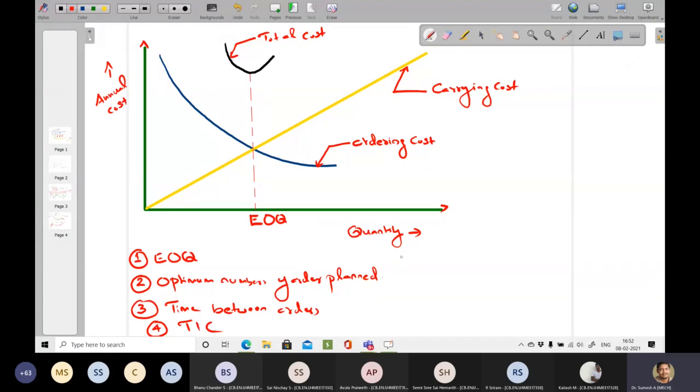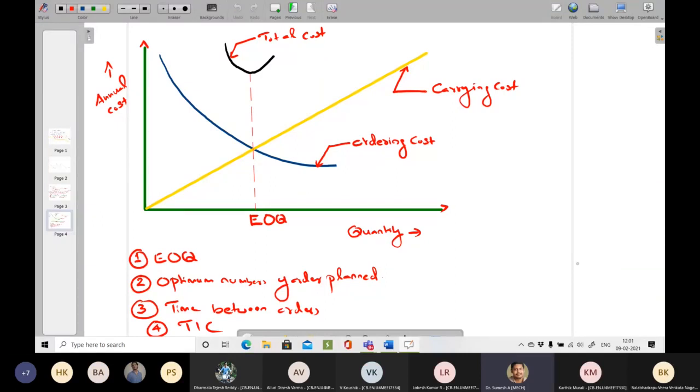Now, this has a lot of derivations involved. So for getting the final equations, we will straight away give you the equations. Using those equations, you can solve the problems.